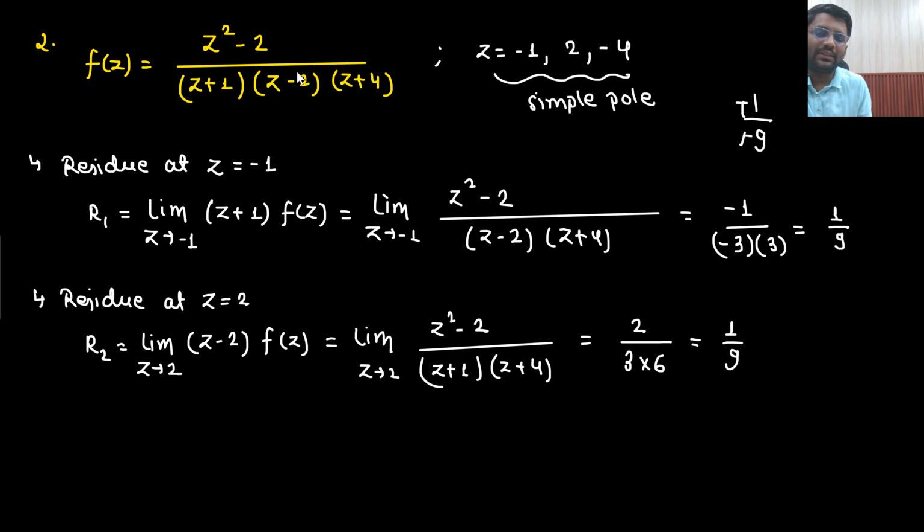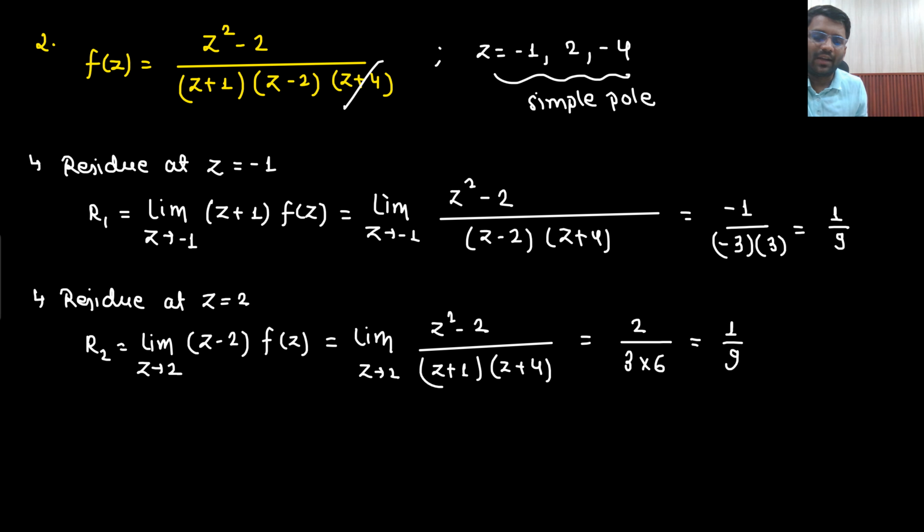For z equals 2, sir, this one will create the problem. Remove this one. z equals 2, I am supposed to put. So 2 square minus 2 will be 2 divided by 3 into 6. What is the answer? 1 by 9. For the next one, what will you do? Sir, who is creating the problem? Sir, z equals -4 is creating the problem.